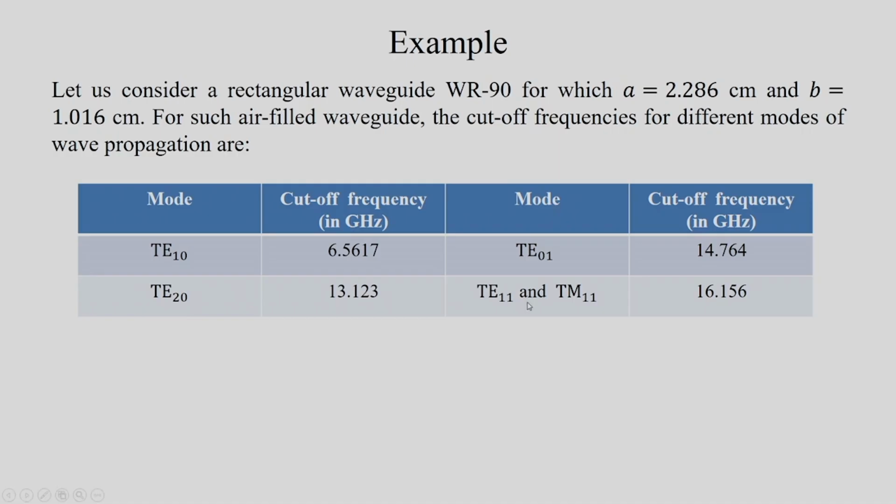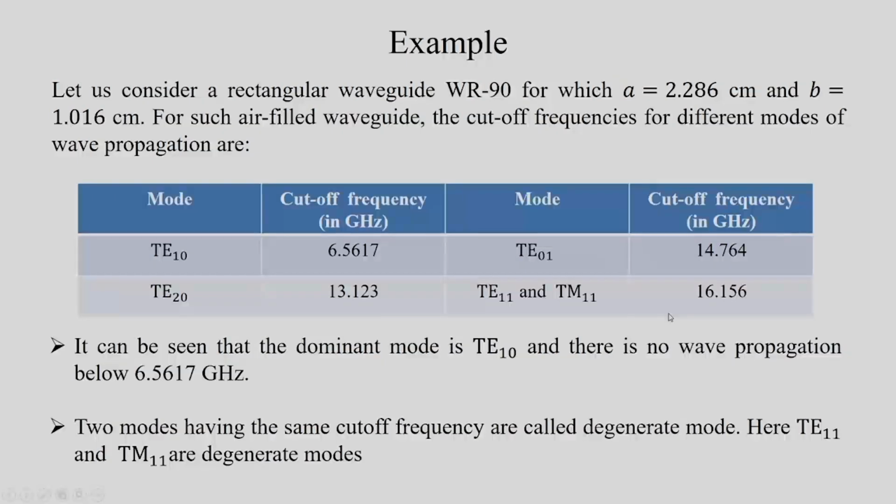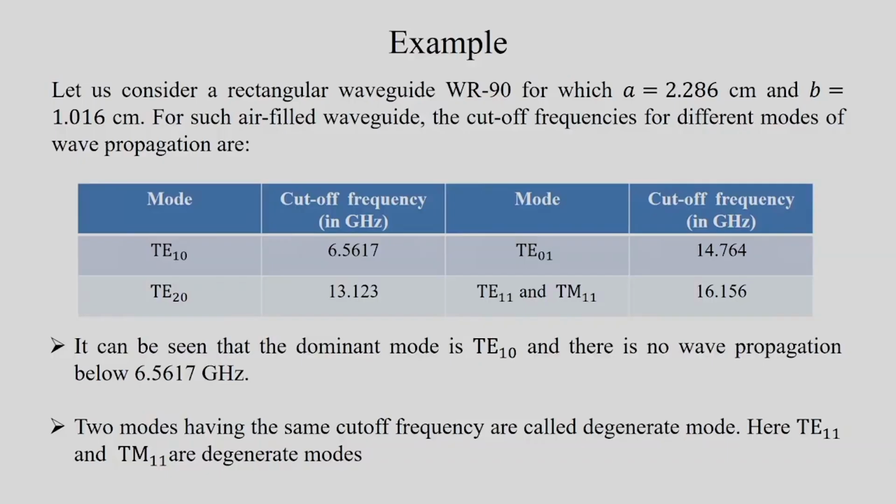We find that if we compute the cutoff frequencies for TE11 and TM11 for this waveguide, it comes out to be 16.156 gigahertz, and both TE11 and TM11 have the same cutoff frequency. And when we have this type of scenario where two modes have the same cutoff frequency, these modes are called degenerate modes. For example, here TE11 and TM11 are degenerate modes.